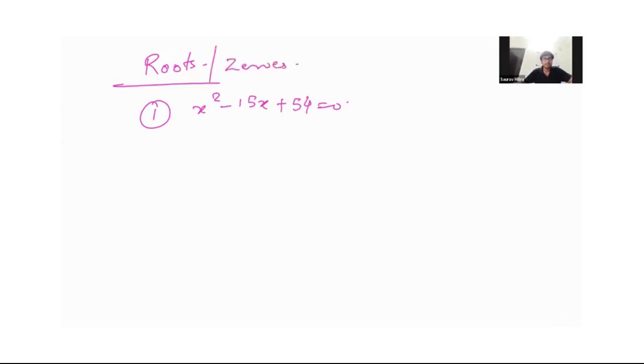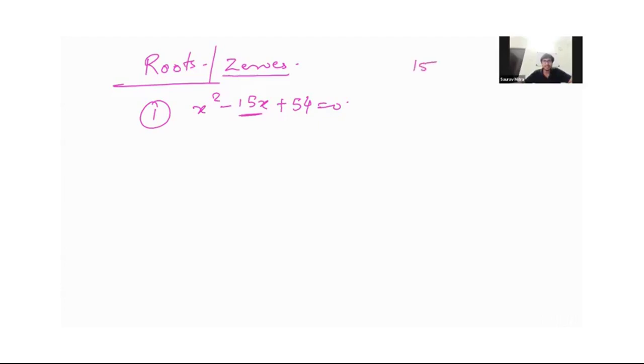Okay, now let's talk about roots. What are the roots? We have to calculate the roots of the given quadratic equation. Let's suppose we have x² - 15x + 54. The roots are the zeros of the polynomial. So roots means zeros. How to calculate the zeros? We will do the factorization. We will split this 15.